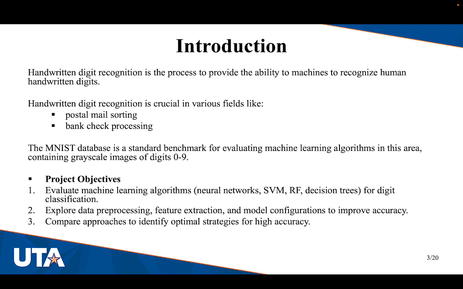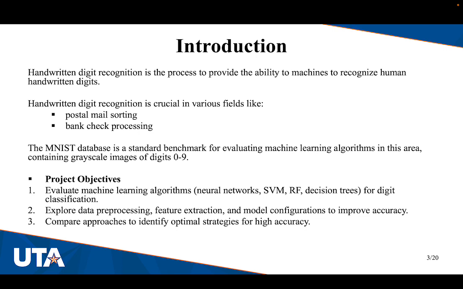Handwritten digit recognition is a process to provide machines the ability to recognize human handwritten digits. This is very useful in different fields in the real world, like postal mail sorting and also bank check processing. The MNIST dataset is a standard benchmark for evaluating different machine learning algorithms in this area, and this dataset contains grayscale images of digits from 0 to 9.